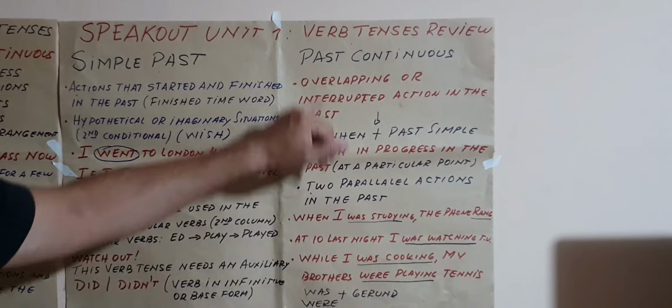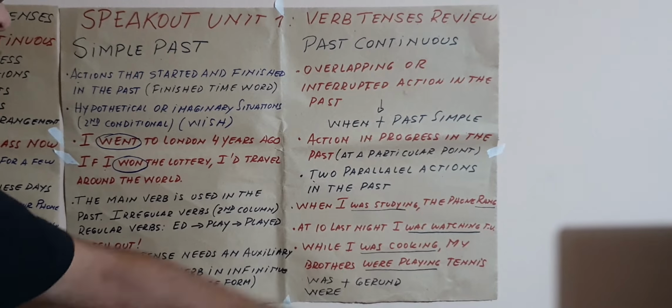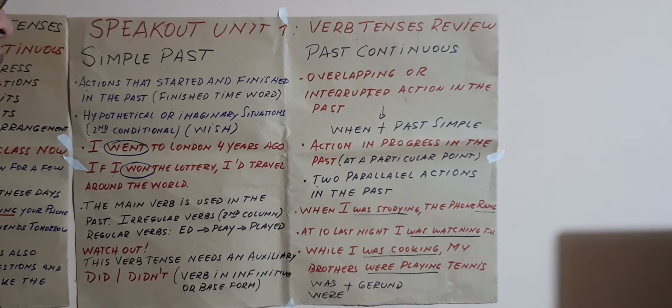Remember, the structure of the past continuous is the subject, was or were, plus the gerund. That is to say, the ing form.